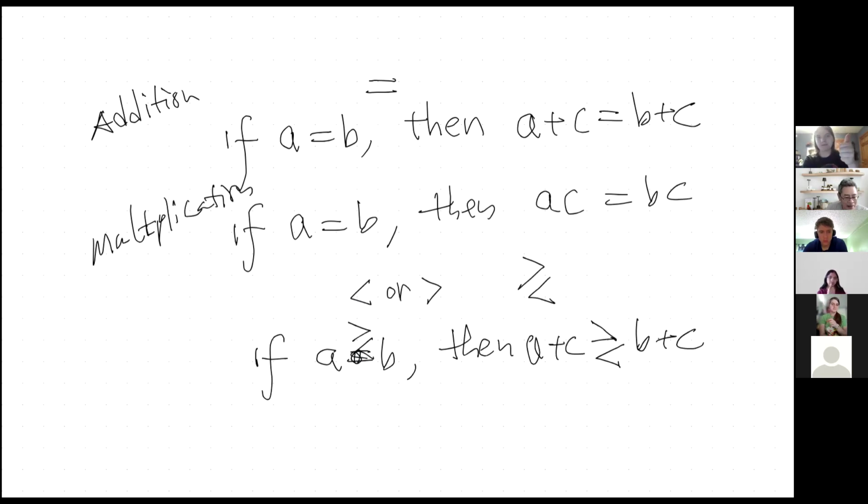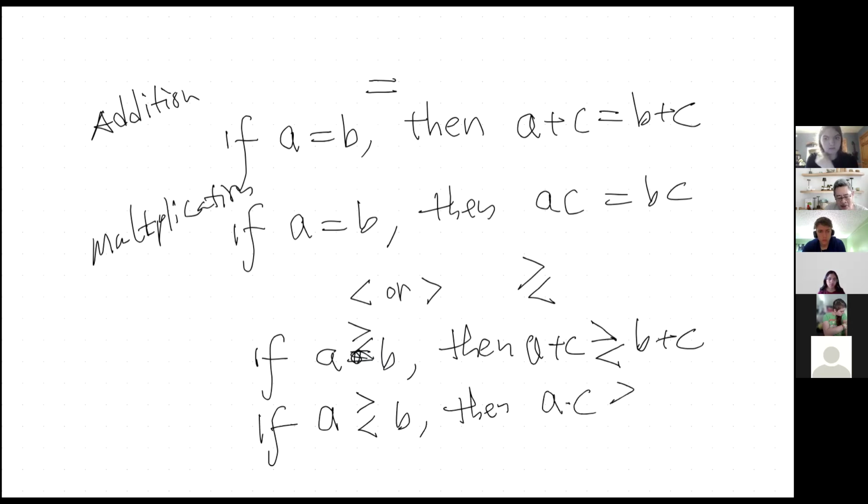Okay, and then we have the multiplication property. If A is greater than or less than B, then A times C is greater than or less than B times C. Now we can see there are two possibilities, which has to do with C. If C is positive, we just keep the same sign. But if C is negative, then we have to flip the sign. Good.